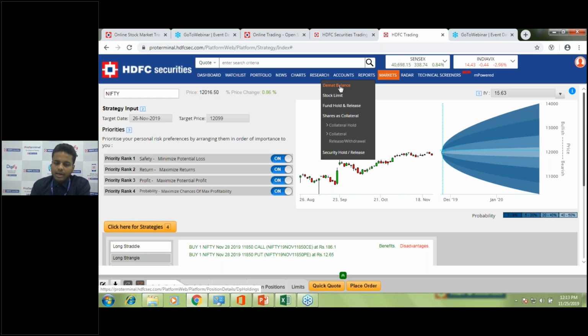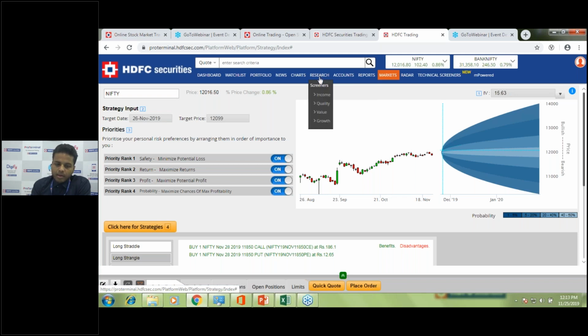In Account, you can see your demat balance, the stocks which are there in your demat, stock limit, fund hold and release, share as collateral, any shares that you have put as collateral, and security hold and release price.